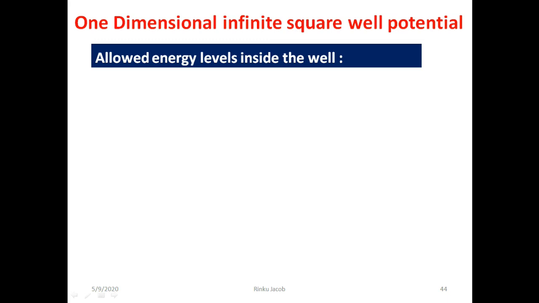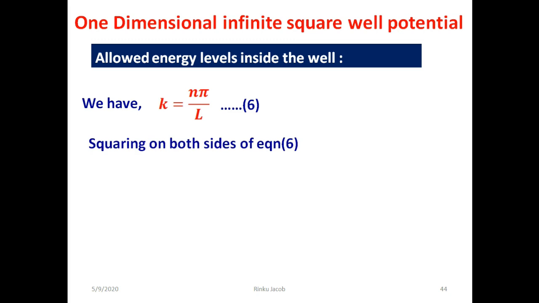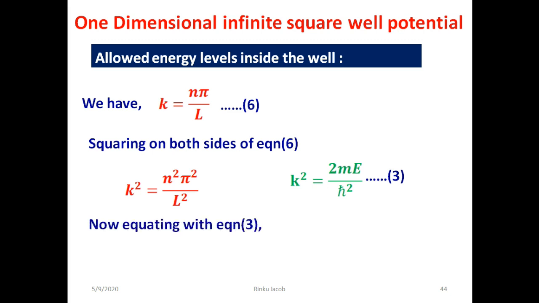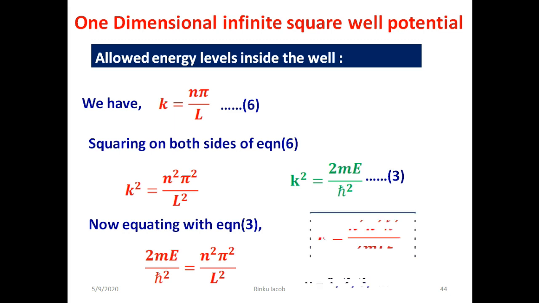For that we take the value of k from equation 6, that is k is equal to n pi by L. Now squaring on both sides of the equation, we get k square equal to n square pi square by L square. Now we make use of equation 3, that is k square equal to 2mE by h cross square. Comparing the RHS of both equations which have k square on LHS, we get 2mE by h cross square equal to n square pi square by L square. Now writing in terms of the energy, we get E is equal to n square pi square h cross square by 2mL square, where n equal to 1, 2, 3, etc.